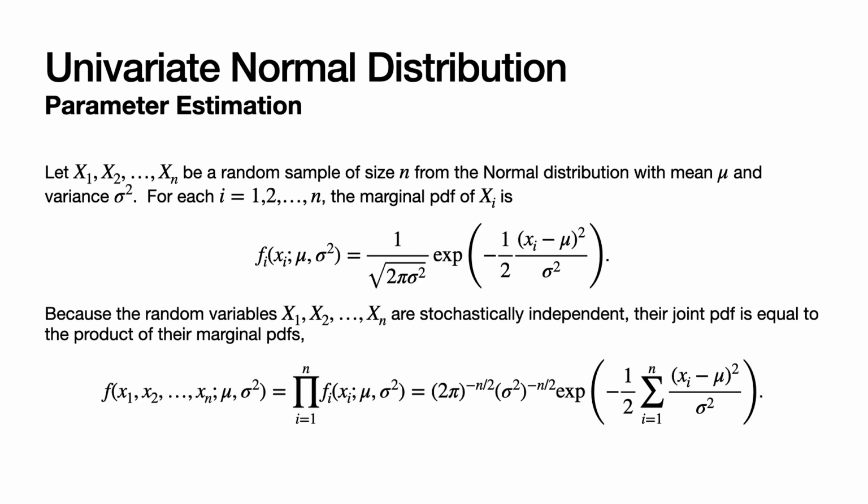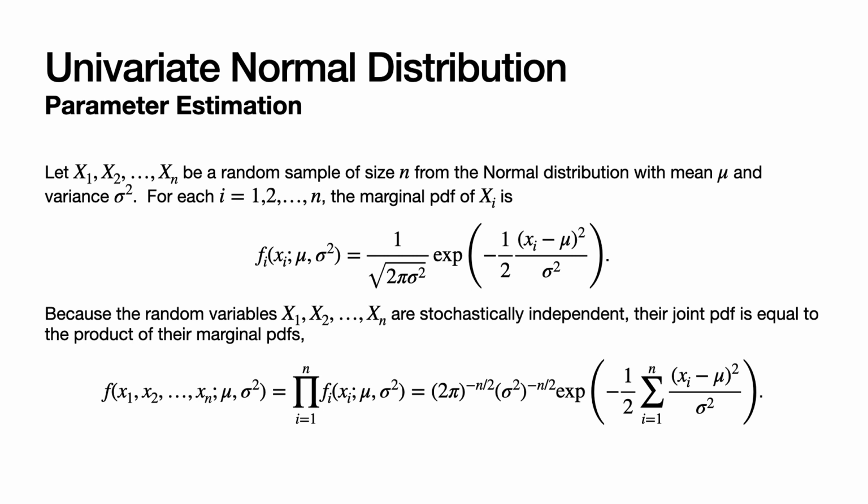And since each random variable has its own marginal PDF, we're going to subscript the PDFs with the index i. So f sub i with argument x sub i and parameters mu and sigma squared is given by the following expression: 1 over the square root of 2 times pi times sigma squared, times the exponential function evaluated at negative 1/2 times the quantity, the square of the difference between x sub i and the mean mu, divided by sigma squared.